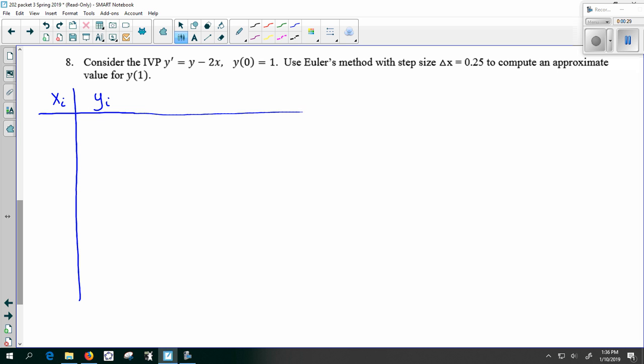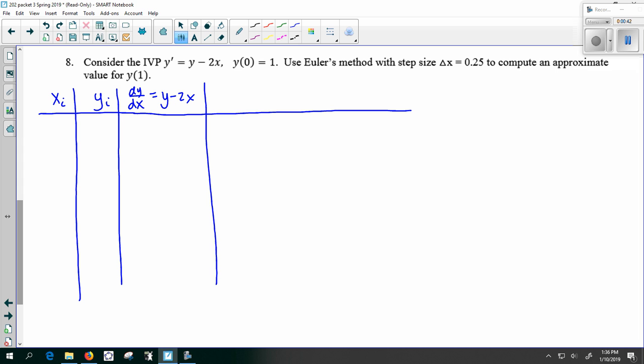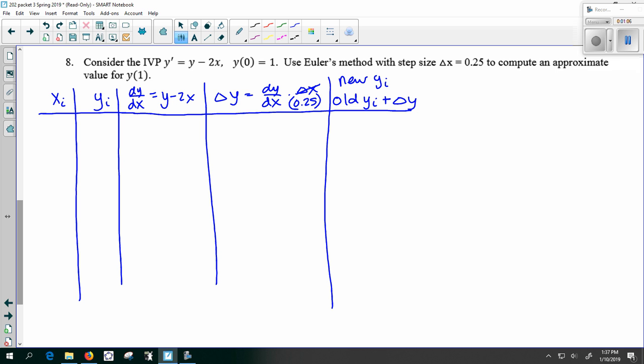And then we need dy/dx, the slope of the tangent line, which is given by the differential equation y minus 2x. And then delta y, which is dy/dx times delta x, which in this case is always 0.25. And then my new y_i is my old y_i plus the delta y, change in y.